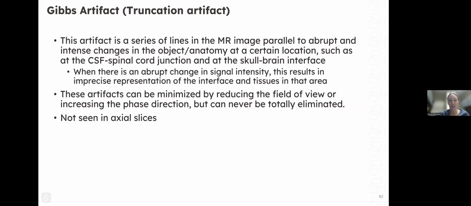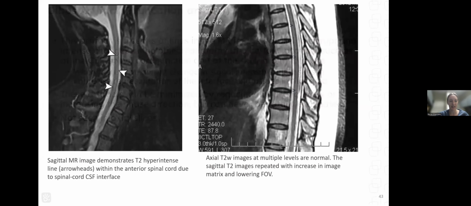When there is an abrupt change in signal intensity, the result is imprecise representation of the interface and tissues in that area. So the MRI machine gets a little confused when there are abrupt changes. These artifacts can be minimized by reducing the field of view or increasing the phase direction, but can never be totally eliminated. Things to know about this one, it's not seen on axial slices. And again, it's probably because the field of view is much smaller compared to a sagittal cut, which I'll show you in these examples of the Gibbs artifact.